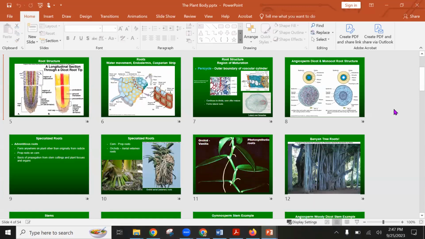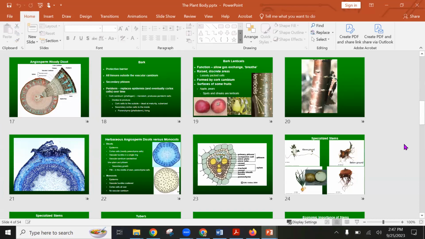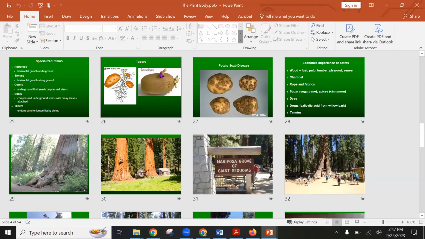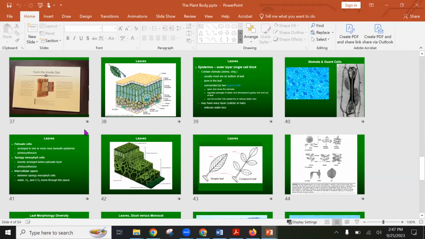Okay, roots, stems. Stems have to breathe, so they need those lenticels for breathing. Specialized stems, so rhizomes. This is slide 25, and the terminology here is important. Specialized stems, huge stems. And then we got into leaves, leaf design, so both the surface of the leaf as well as what's happening internally with the anatomy. That's important. And then we looked at the difference between simple and compound.